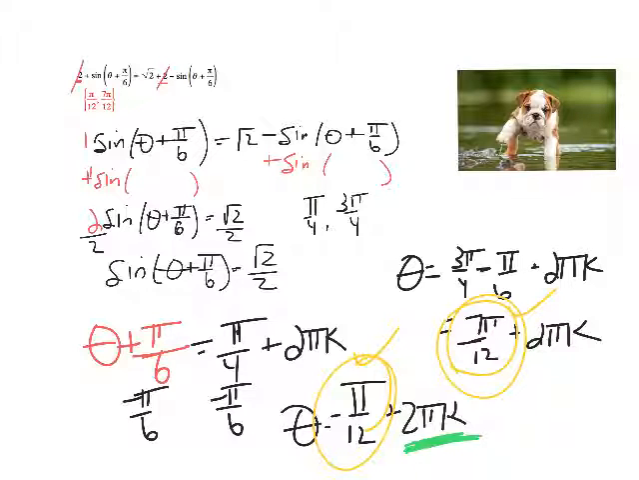But the problem is, this is 1/12, and the second you add a 2 to it, you're above 2. And this is 7/12, and the second you add that 2 to it, you're above 2. So you just get those two answers.